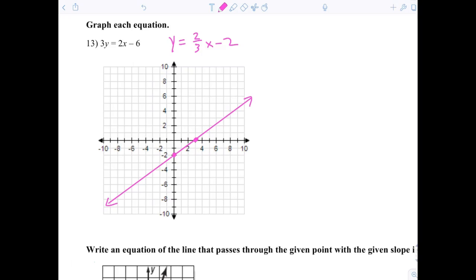Come on, I just divided by 3, right? Watch. Divide by 3, divide by 3, divide by 3. You know that. Right?